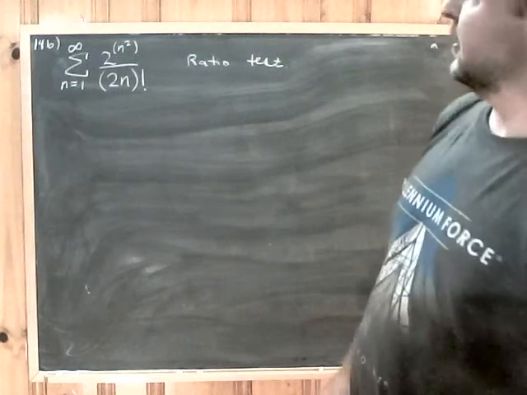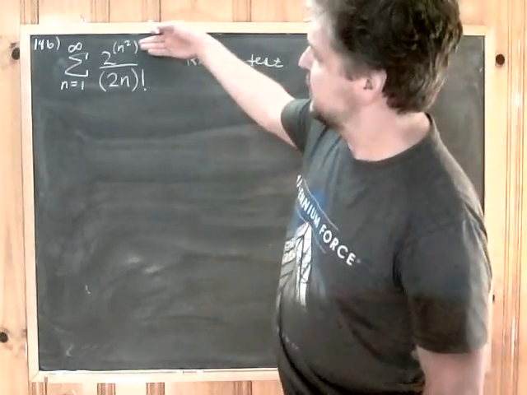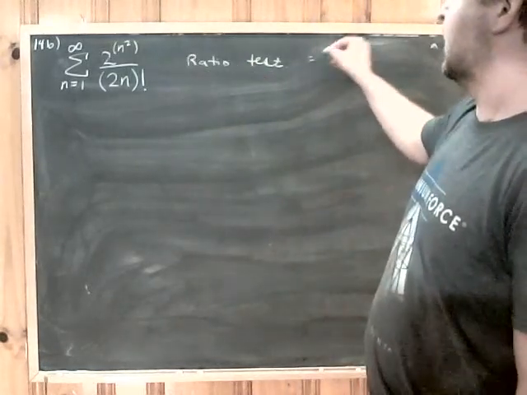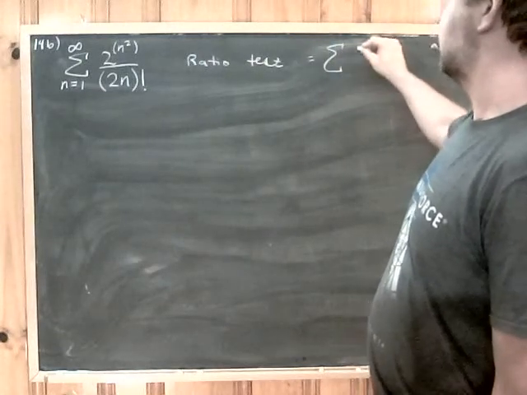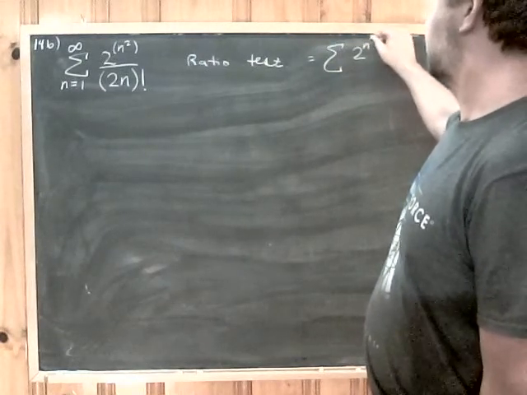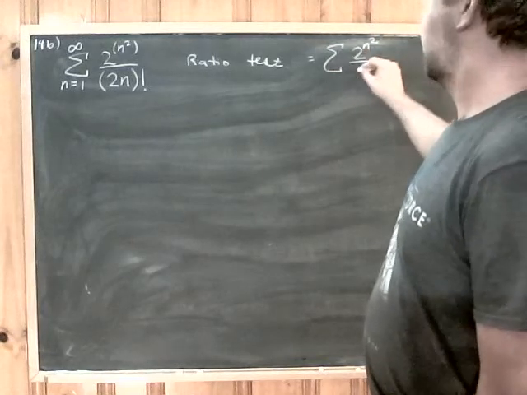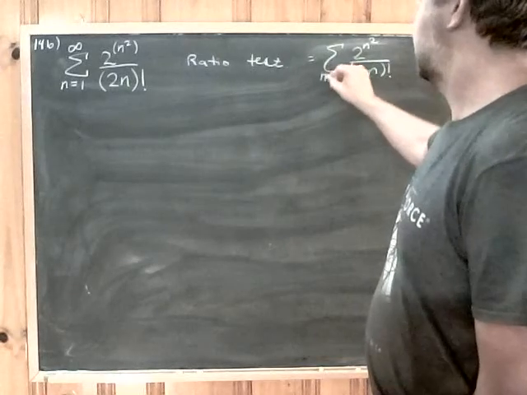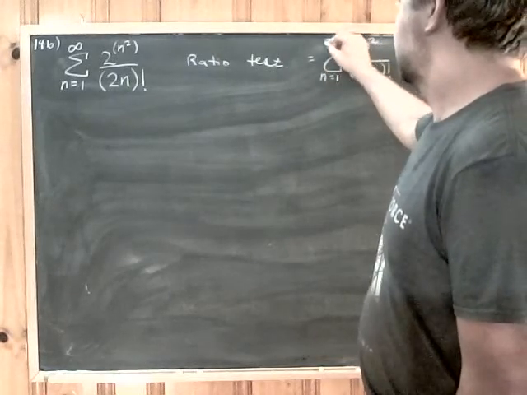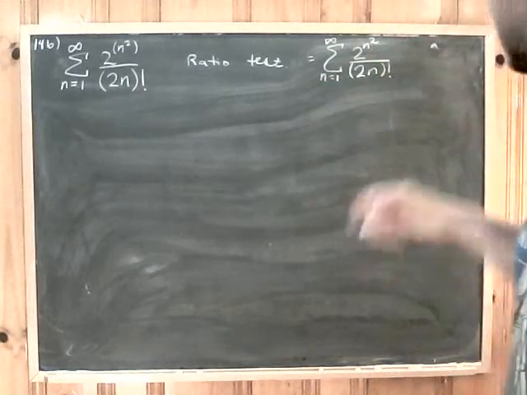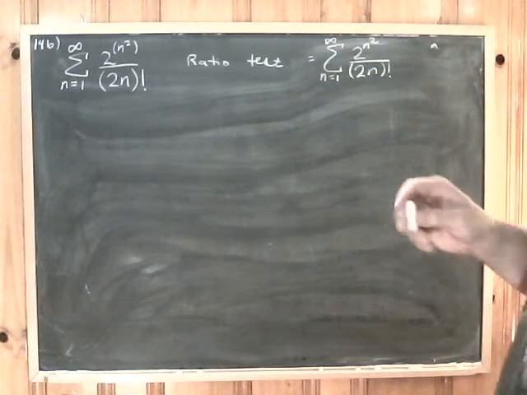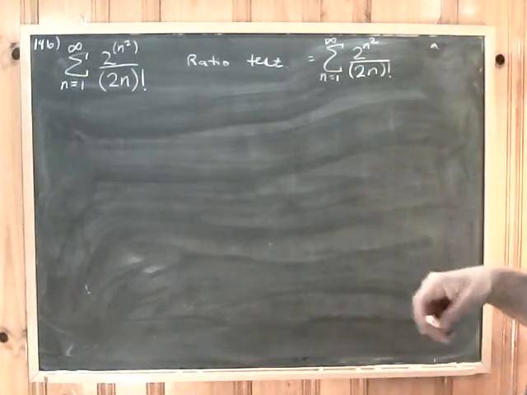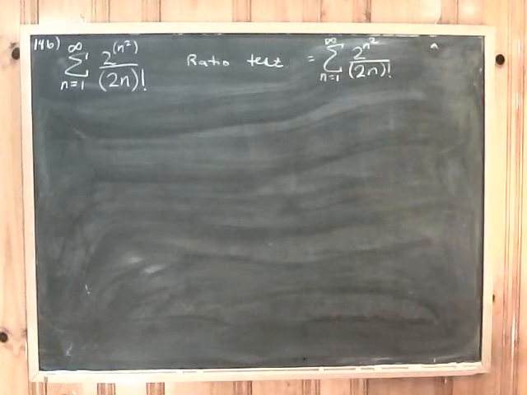Note that it is unnecessary to have these parentheses on the n squared. It's exactly the same thing as 2 to the n squared over (2n) factorial, n equals 1 to infinity. It does need the parentheses around the 2n factorial. Order of operations on the top, n squared happens first because it's higher on the exponential tower.